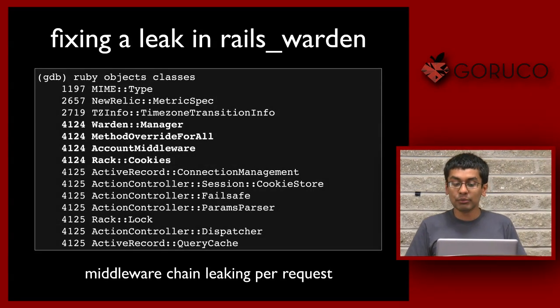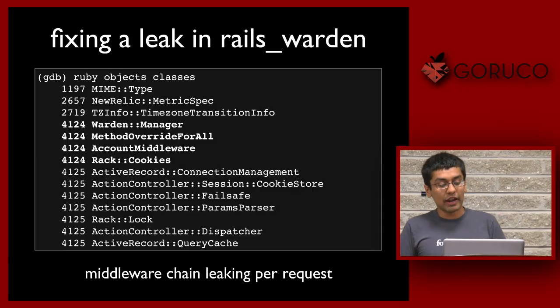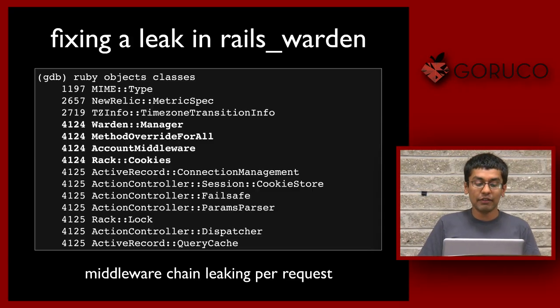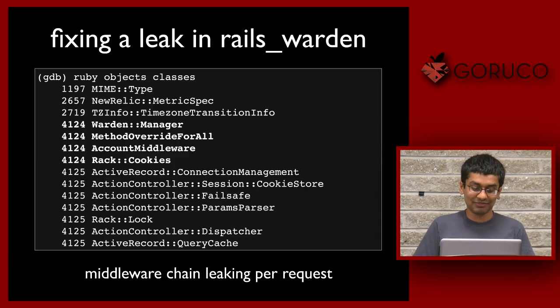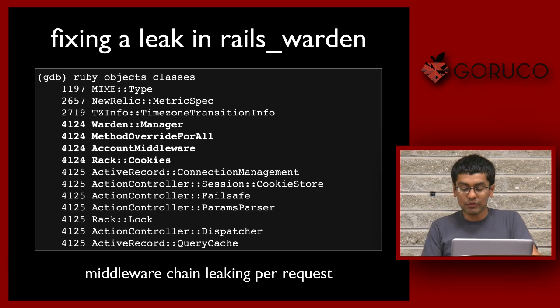One was in a plugin for Rails called Rails Warden, which is an authentication plugin. And there was an issue where basically for every request it was leaking every single middleware. So this was actually on a production server where there had been exactly 4,124 requests that had come in. And I was able to attach to the process in production and run this command and see exactly what was going on. And we knew where to start looking and we were able to fix the problem.